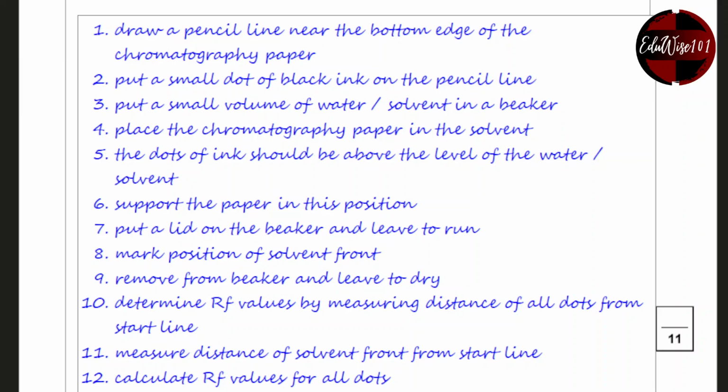That brings us to the end of the video and the end of the question as well, and that's the last question in this 2023 chemistry paper.